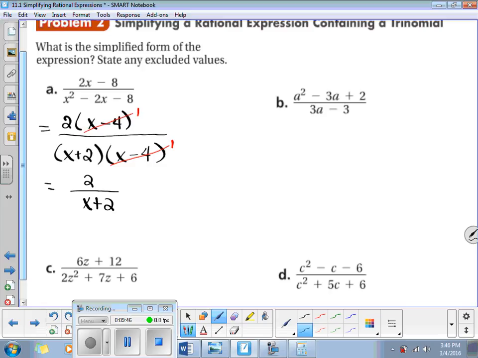What is my excluded value? Well, I'm going to write it. X cannot be equal to what? Negative 2. Very good.